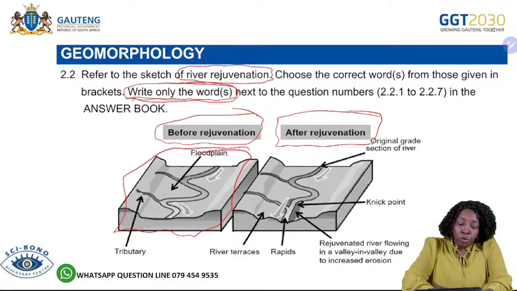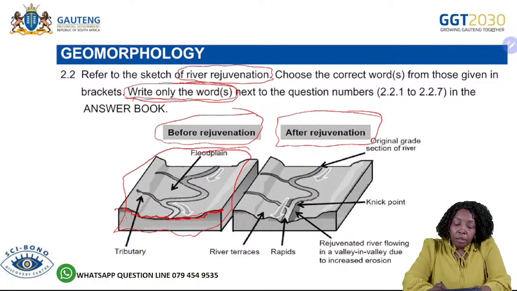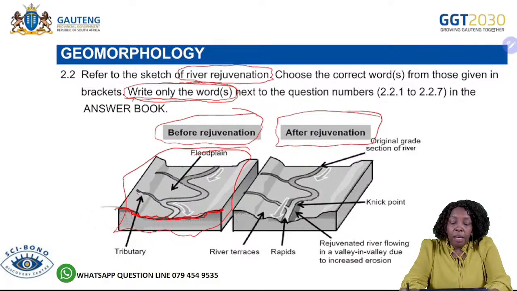And then also what you need to take note of is the size and the width of the valley there. You look at the size and the width of the valley, and then also notice the changes that take place after rejuvenation has taken place. So we still have our original graded section of the river. So the river is still in its original form, okay? But now we see the development of other features that were not there before rejuvenation. So we can see now there is a development of a nick point that is formed in this section.